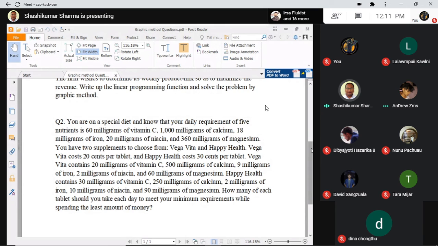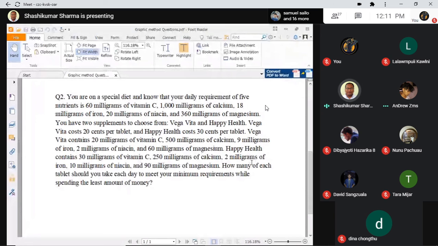Now let me read the question and try to understand it. The question says that you are on a special diet and you know that your daily requirement of 5 nutrients is 60 milligrams of vitamin C, 1000 milligrams of calcium, 18 milligrams of iron, 20 milligrams of niacin, and 360 milligrams of magnesium. So these are our requirements.